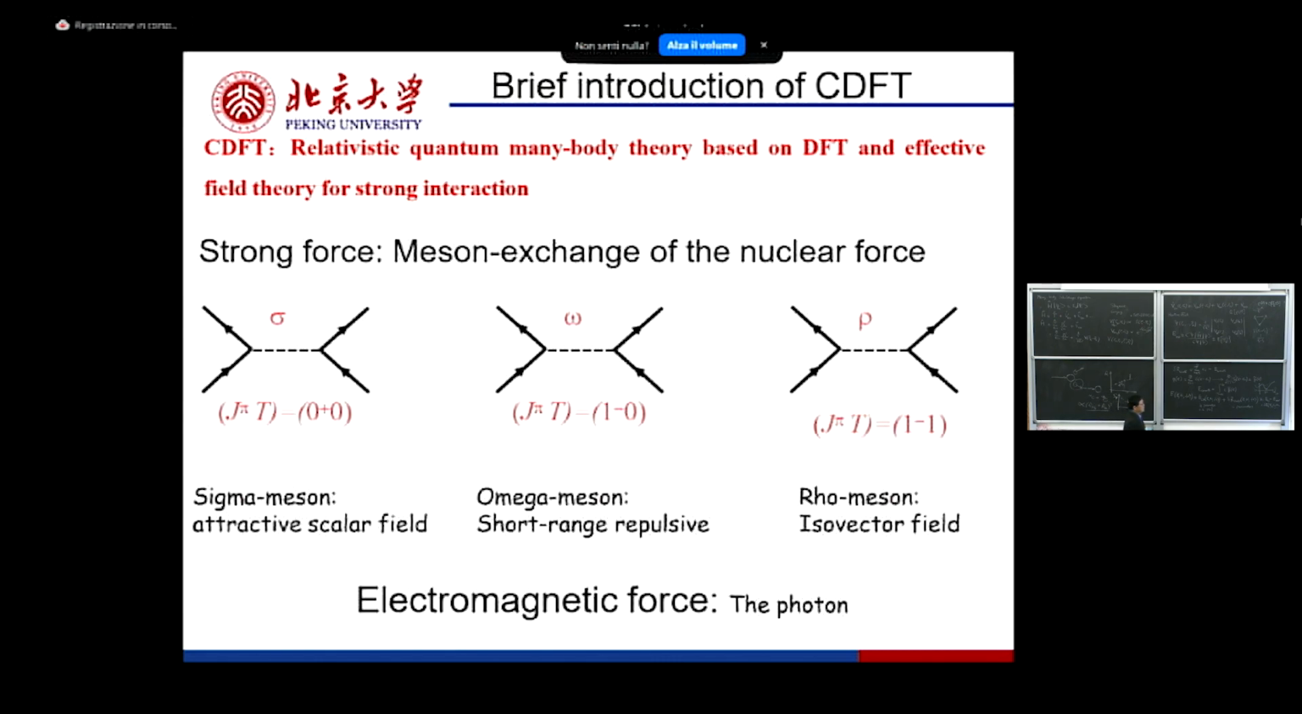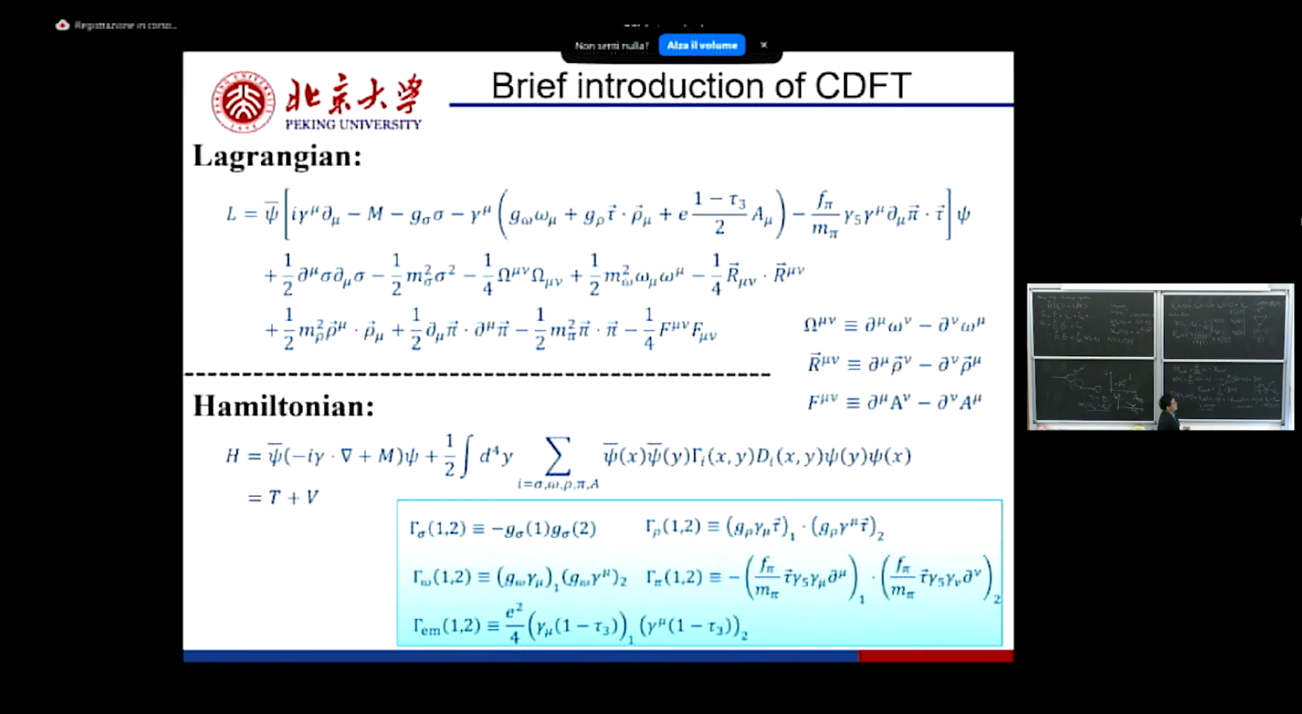And then, of course, the electromagnetic force, the photons, should be taken into account as well. Then if you put this together, this is the Lagrangian density for the relativistic mean field. The first part is for the nucleon: this is the kinetic part of the nucleon with the nucleon mass, and this is the coupling between the nucleon and the sigma mesons. And this is the coupling of the vector mesons, the omega and also the rho mesons, and also the photons. And here are the pseudoscalar mesons, pions.